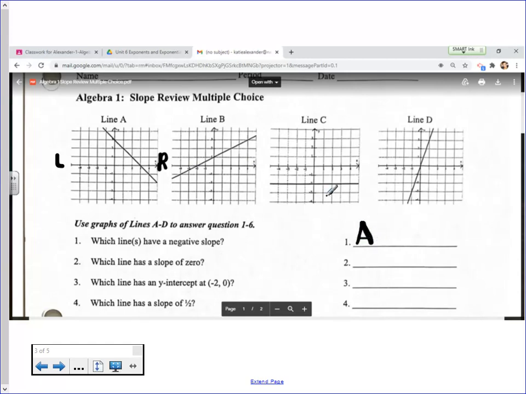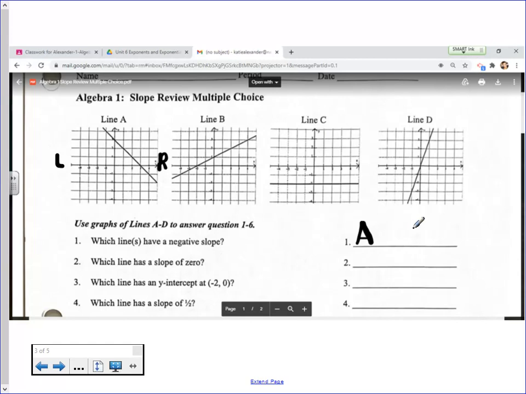Does line B look like it's going downhill? No. Does C? C is just a straight line. It's not going up or downhill. And what about line D? No. Okay, so we know that number 1 is A. A is the only line that would be going downhill, so we know it has a negative slope.